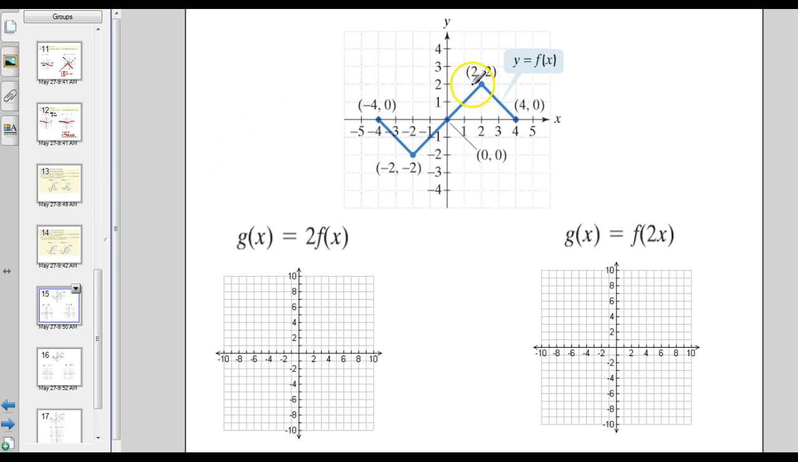So here is g of x equals 2 times f of x, and here is just plain old f of x. Now remember, what does this mean? Remember, f of x is the same as the y coordinate. So what we're saying here is, in our new graph, the y coordinate is double what it was in this old graph. So all we have to do is take these y coordinates here and double them. Well, if you double 0, you get 0.